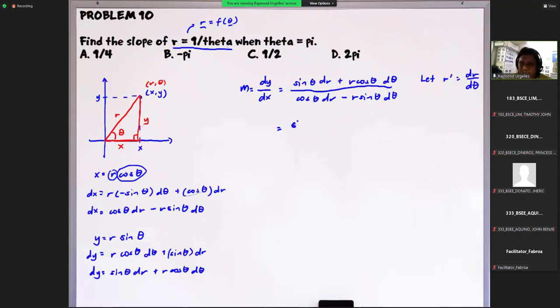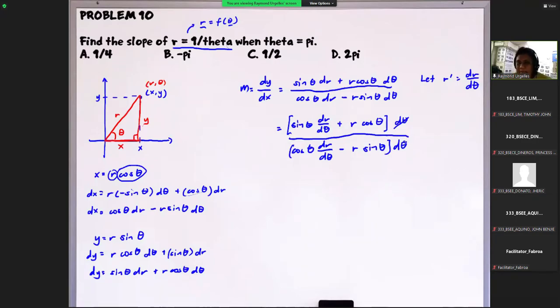So kaya mangyayari dito, magiging sine theta dr d theta, plus r cosine theta, and this quantity is multiplied by d theta. Kaya nagkaroon ng d theta dito sa ilalim. Dito naman, we have cosine theta dr d theta minus r sine theta, also multiplied by d theta. So makikita natin magka-cancel d theta dito.